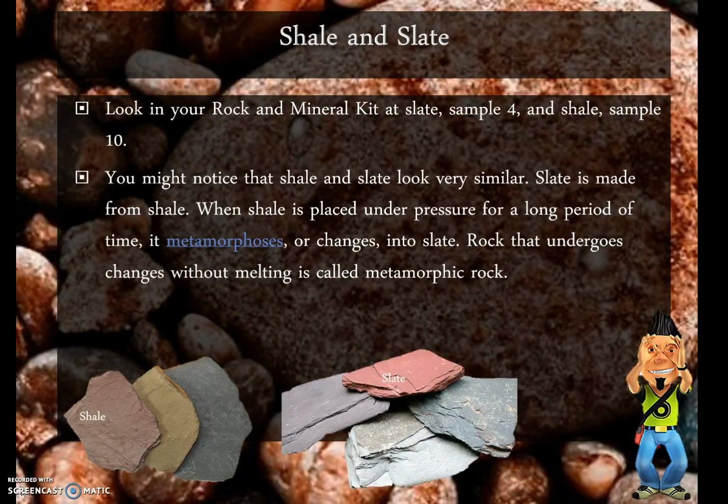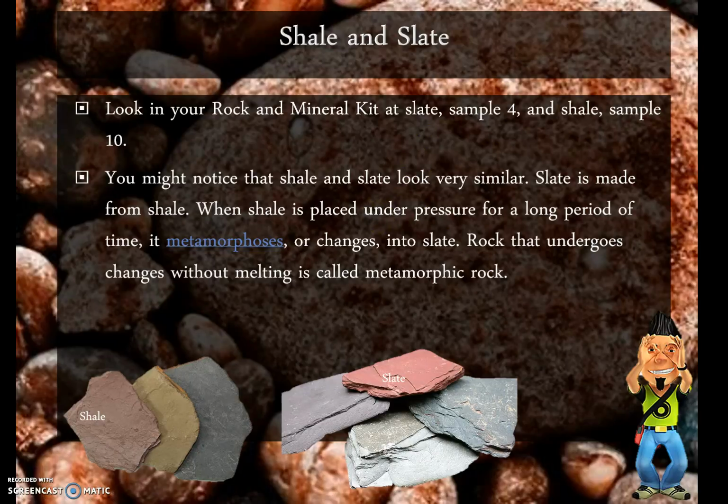When you look at these two rocks, shale, a sedimentary rock, and slate, a metamorphic rock, at first they do look very similar. But what happens is shale is placed under pressure and heat for a long period of time, and it metamorphosizes, or changes, into slate. That's where the name metamorphic rock comes from: change, a metamorphosis.